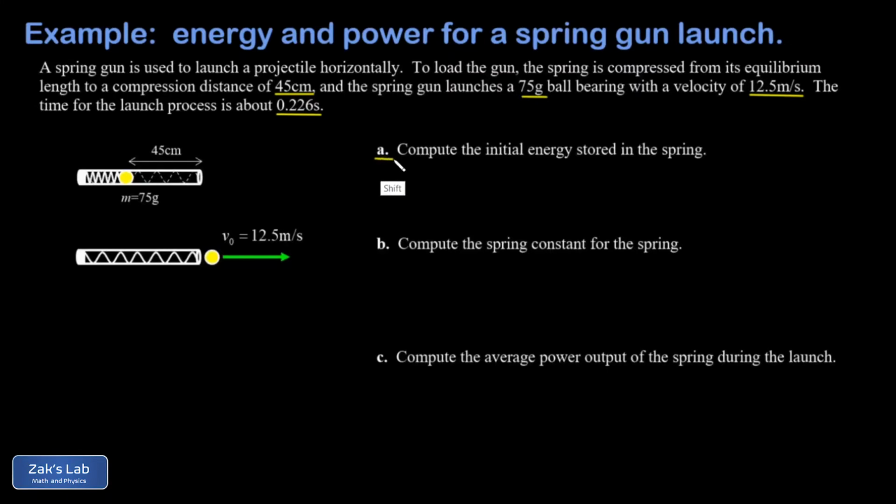We want to find the initial energy stored in the spring. We want to use that to compute the spring constant. And then finally, we want the average power output of the spring during the launch.